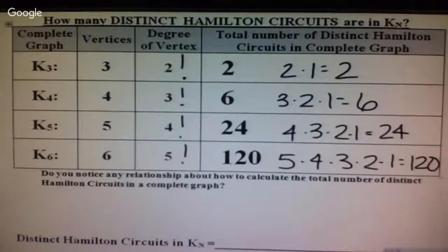So if they want to know how many Hamilton circuits are in a complete graph, it's n minus 1, because that's your degree, factorialized. That's my final one that we've got to talk about today. N minus 1 factorial is the number of Hamilton circuits.